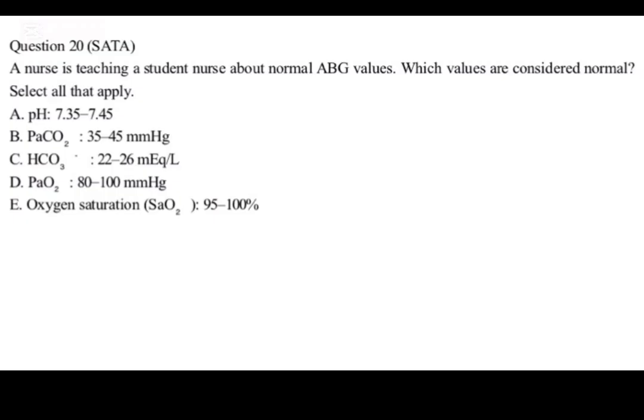Question 20, SATA. A nurse is teaching a student nurse about normal ABG values. Which values are considered normal? Select all that apply. A. pH, 7.35 to 7.45. B. PaCO2, 35 to 45 mm of mercury. C. HCO3, 22 to 26 milliequivalent/L. D. PaO2, 80 to 100 mm of mercury. E. Oxygen saturation, SO2 95 to 100%.